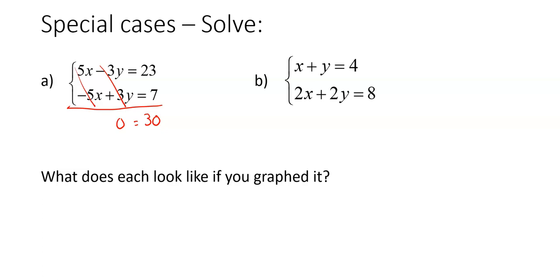Well, think of it this way. How many times does 0 ever equal 30? It doesn't. So what this means is that there's no solution. There's never a time when 0 and 30 will have the same value. If you were to graph these, they would end up being parallel lines.